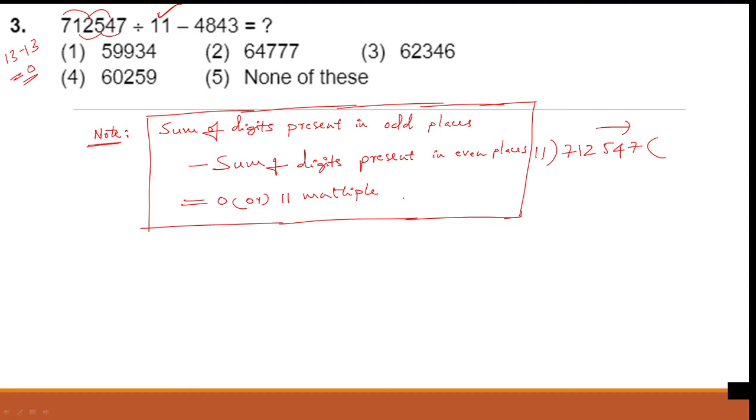Okay, so now divide with 11. I'll just change the color, so that's why. Now, the 11 table here one time, so direct division I am going to do. So here how many times? Here 6 times. Okay, I'll write here 7,12,547 by 11 minus 4,843. So this is the question, just for understanding.